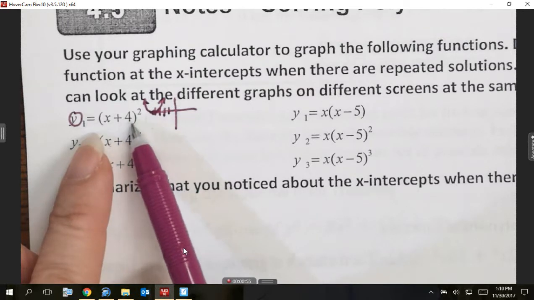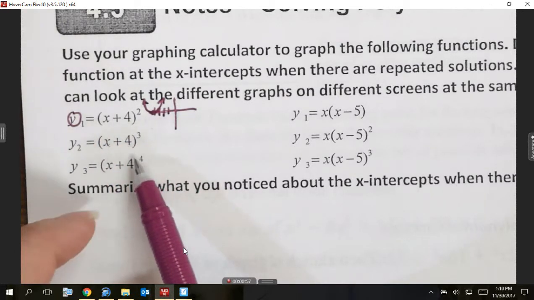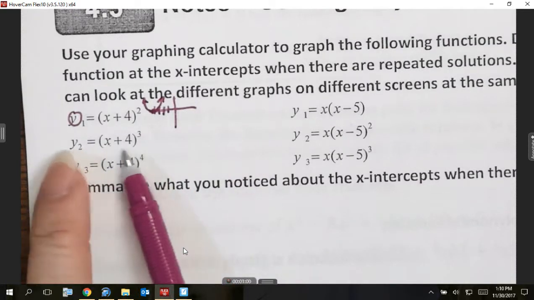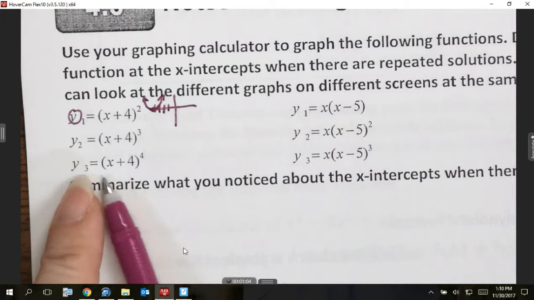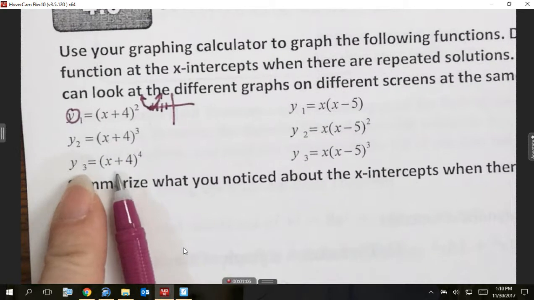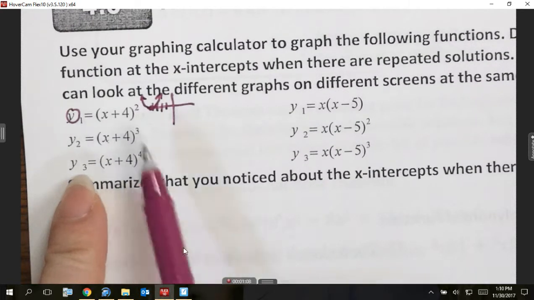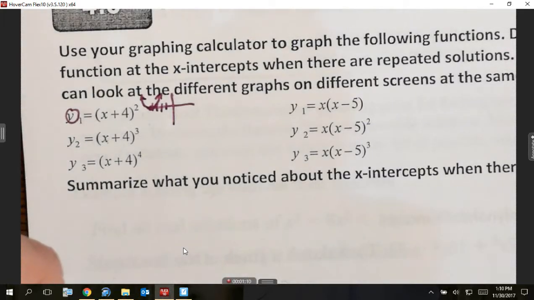So before I type in the next one, where's my x-intercept going to be for the next one? It's also a -4. Where's the x-intercept for the third one? It's also going to be -4. So how are these going to be different?